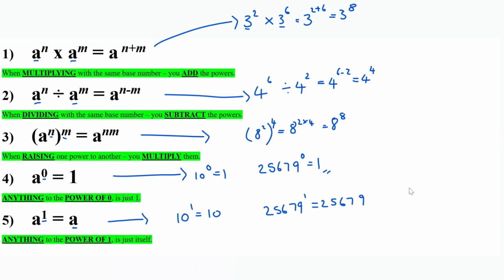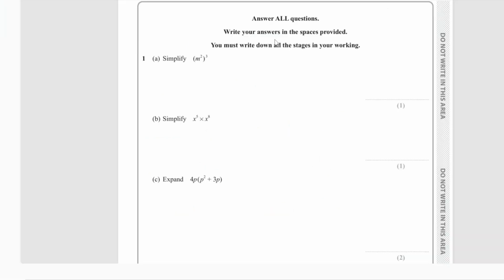So now let's look at some exam questions and actually apply these rules. Looking at this first question, we need to simplify m to the power of 2 that has been raised to the power of 3. Now looking back at our rules, we know that if we raise one power to another, we need to multiply them. So that will be m to the power of 2 times 3, which is simply m to the power of 6.